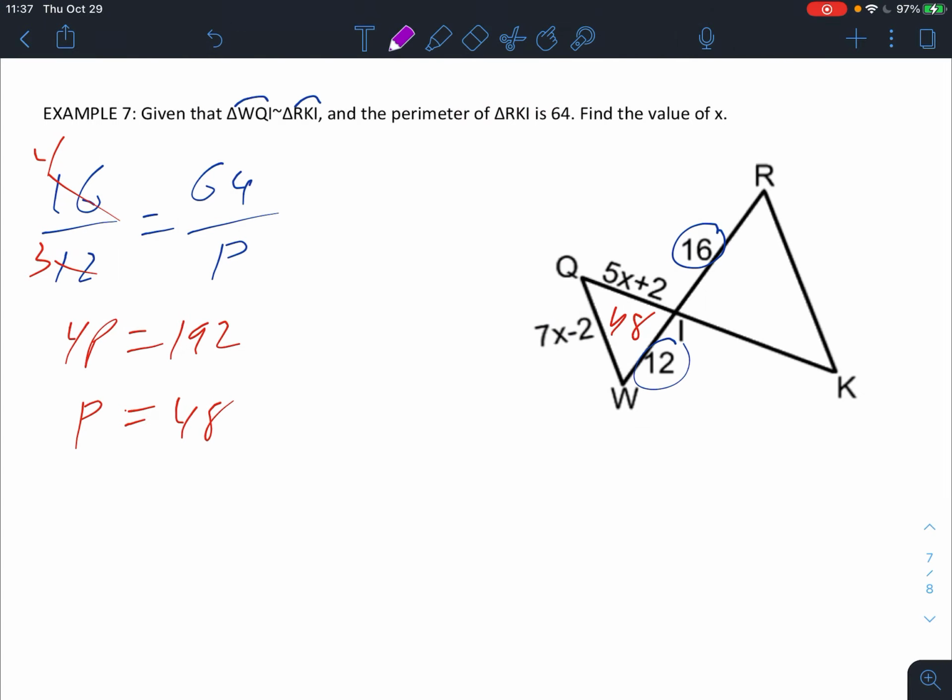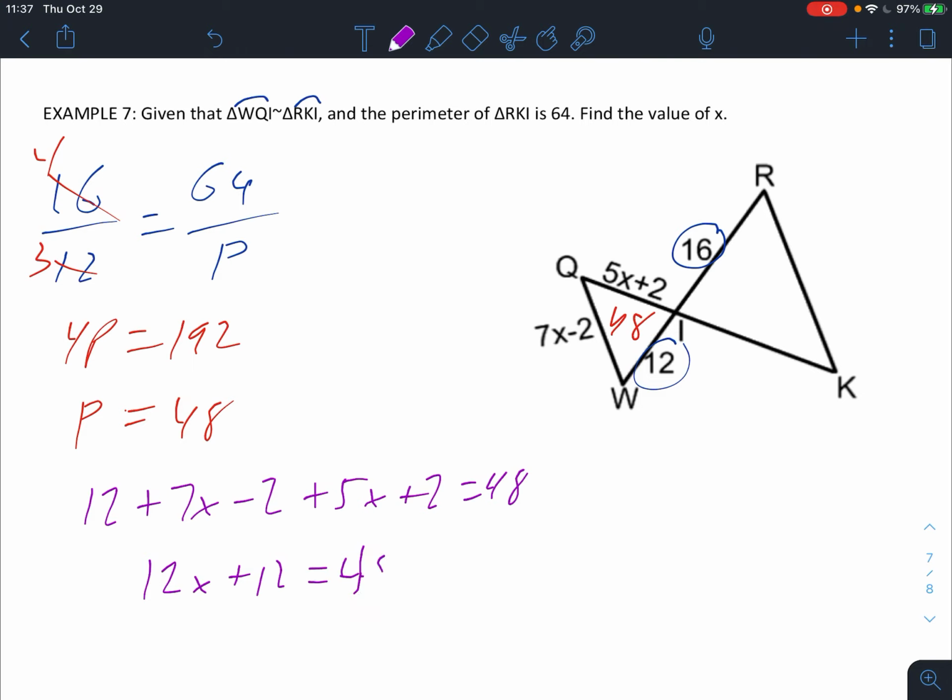Remember, what perimeter actually means is that all the sides add together. So now we could do 12 plus 7x minus 2 plus 5x plus 2 equals 48. Combine like terms, we get 12x plus 12 equals 48. Subtract 12, we get 36. And divide by 12, we get x equals 3. You don't need to do this, but if you were to plug that back into our two missing sides, this would be 5 times 3 plus 2 is 17, and 7 times 3 minus 2 is 19, and if you add up 19 plus 17 plus 12, you would definitely get 48.